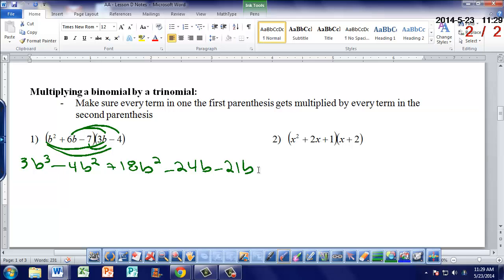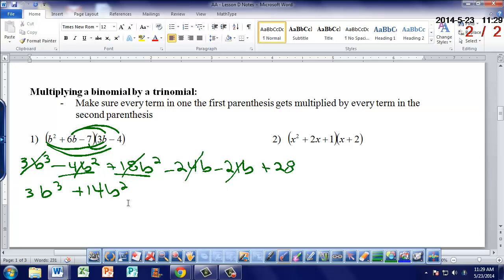Now I have to make sure negative 7 gets multiplied by both. Negative 21b and 28. Now when I add up my like terms, this is my only cubed, so I'm going to write 3b cubed. I have this for b squared and this for b squared, so I get 14b squared. I'm going to combine these two, so I get negative 45b and then plus 28. That's it.